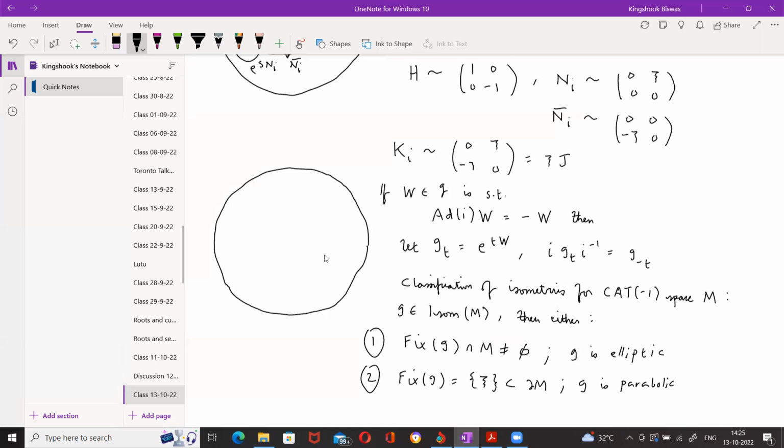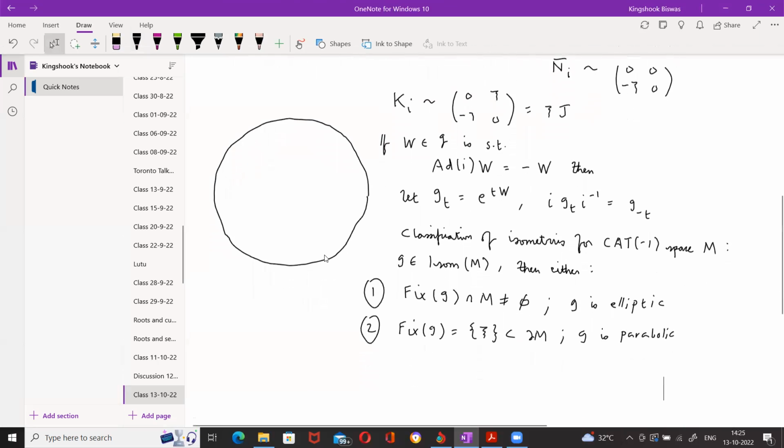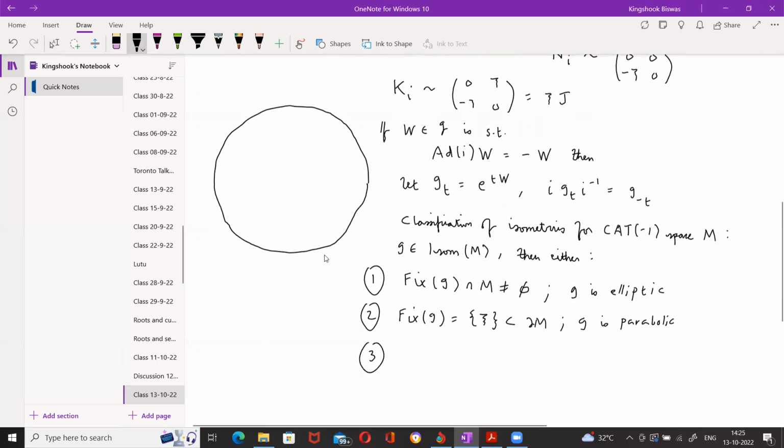And finally, the third case is where Fix G is a pair of fixed points, xi plus, xi minus in the boundary of M. And in this case, G is hyperbolic. Okay, so there are only these three cases which can occur.